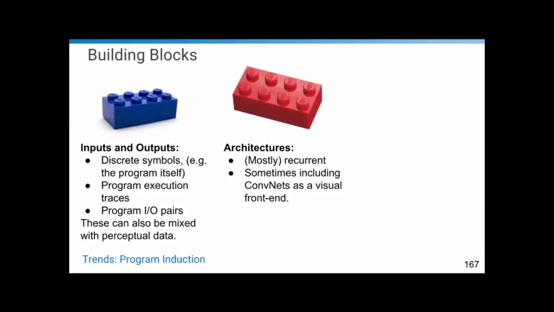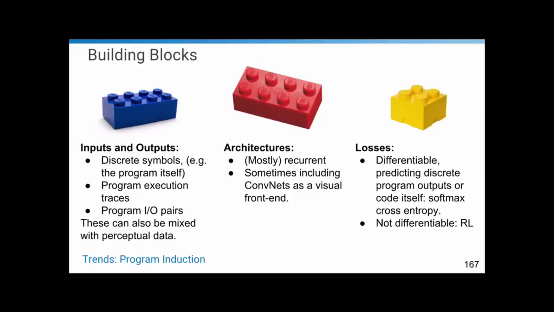For architectures, they're mostly recurrent, but sometimes you will see convolutions, especially if there are pixels involved, like a visual front end, for example. And for the loss, oftentimes, if you're predicting discrete outputs and everything is differentiable, you can just use cross entropy as if you were doing a language model. But if it's not differentiable, then you have to do RL.